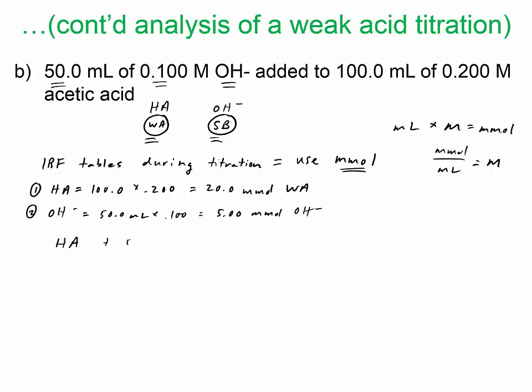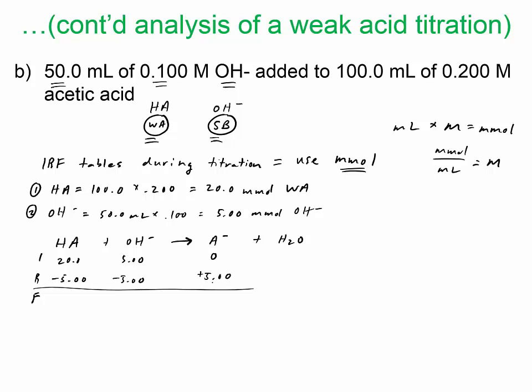So we have HA plus OH minus, and this is going to create the conjugate base, and water will be the other product. So this is a full-blown chemical reaction. That's why we're working with moles and using an ICE table. We had 5 of this, there's 0, and water doesn't matter. So minus 5.00, the weak acid is way in excess, 1 to 1 here, and this would be plus 5.00. So our weak acid amount goes down to 15.0 millimoles. This is 0, and this is 5.00 millimoles.